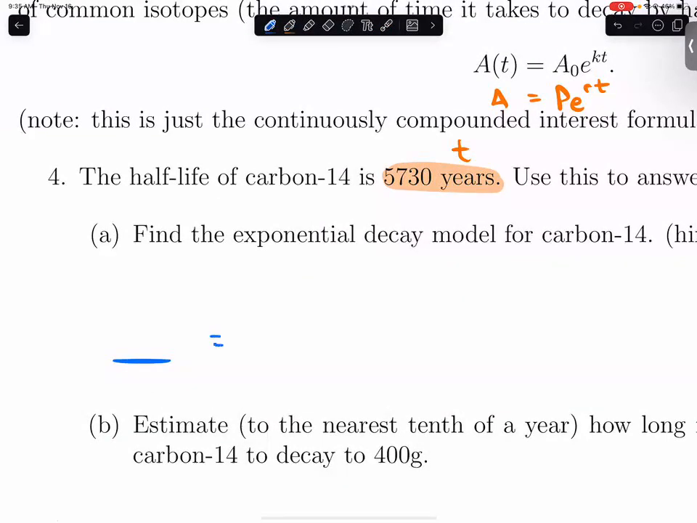So A naught, I'm going to erase those and fill something in. We don't know K. We know that T is 5730. That's way too many things to solve for though, right? I can't deal with 3 unknowns. That means that somehow we must have enough information to fill these in. How could we do that?